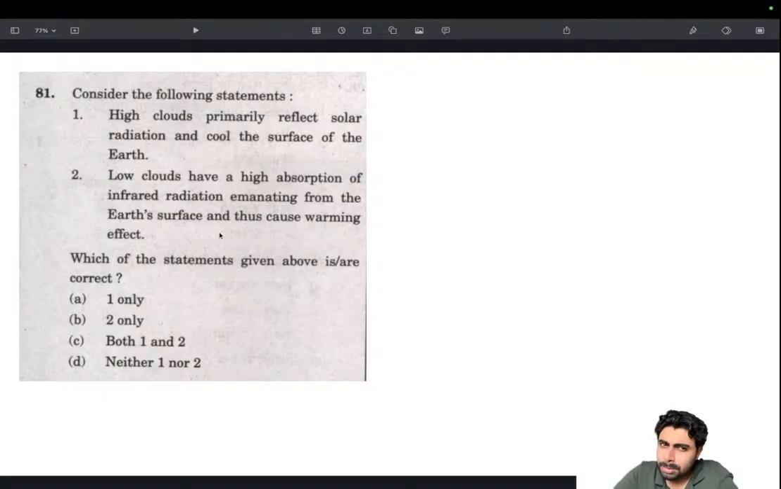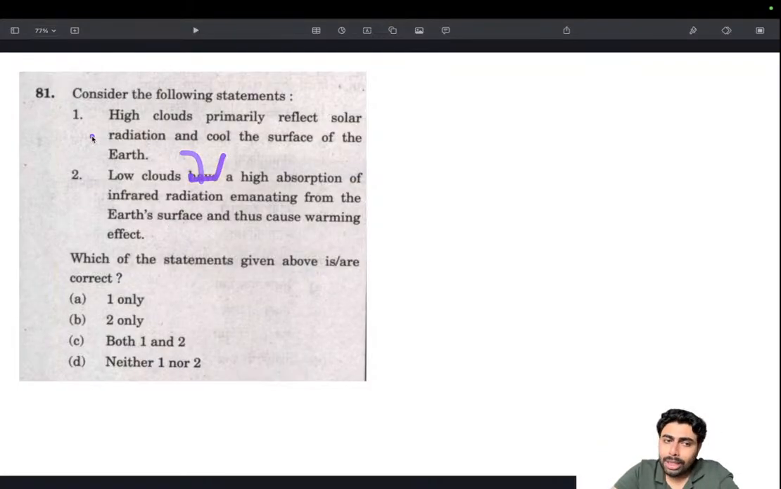Then, low clouds have high absorption of infrared radiation emanating from the Earth's surface. Again, a plausible scenario, we can imagine that low clouds are very close to the Earth's surface and have a good tendency to absorb infrared radiation. But in reality, they don't actually absorb the infrared radiation. They let it pass through them. It's the high clouds that are good at absorbing infrared radiation because of their cool nature, thus trapping the heat. It's completely switched.